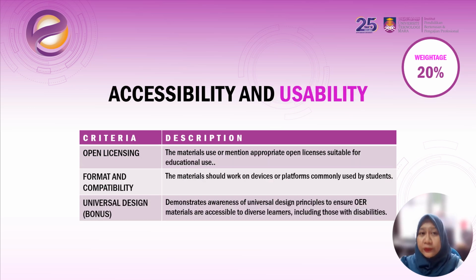Now, let's move on to accessibility and usability. So this is all about making sure the resources can be accessed and used by a wide range of learners. So here's what to look for. The first one is open licensing. Is the OER clearly labeled with open license? Even the youngest participants should show awareness of how their resources can be shared and adapted by others.